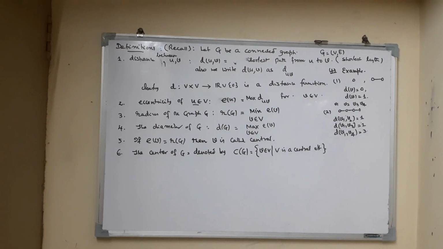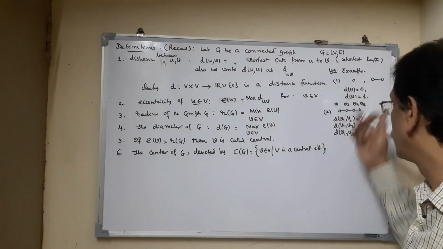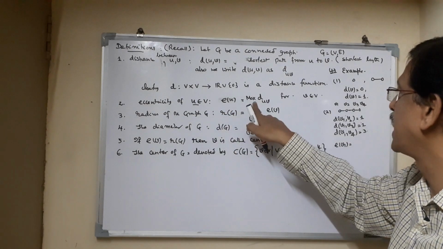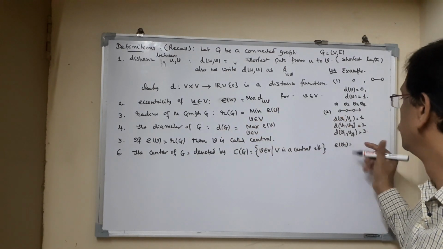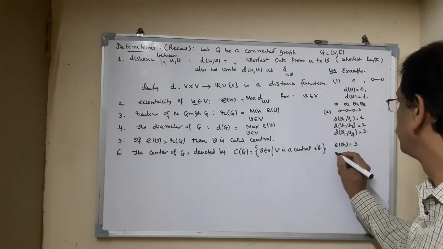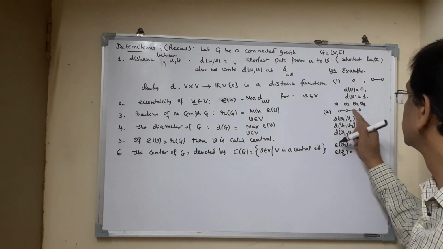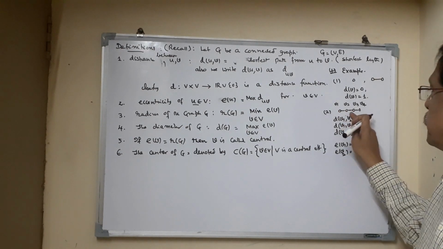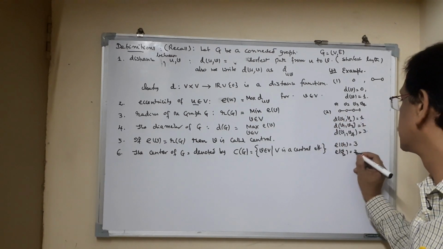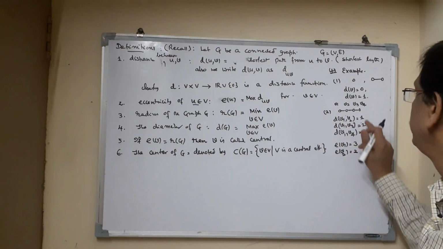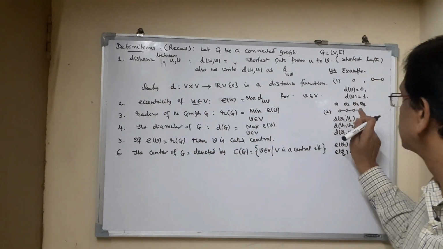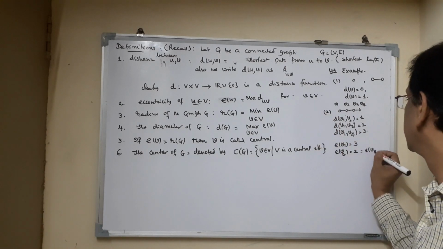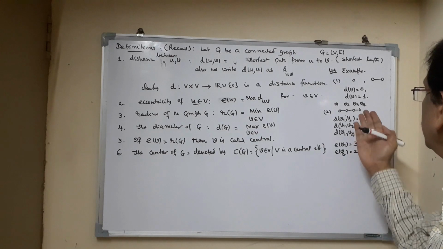Now you want to calculate the distances, right? What I want is the eccentricity of V1. It is the maximum distance. What is the maximum distance from V1? Which is V4, so it is 3. What about V2? Counting from this side it is 2, from here it is 1. So the maximum distance is 2. What about e(V3)? Counting this side, 1, 2, and from this side it is 1. So e(V3) is 2. What about e(V4)? 1, 2, 3.